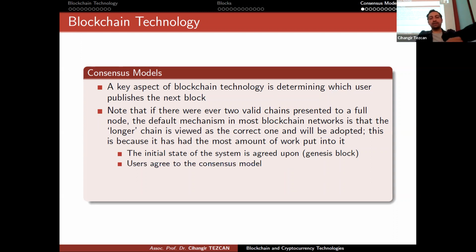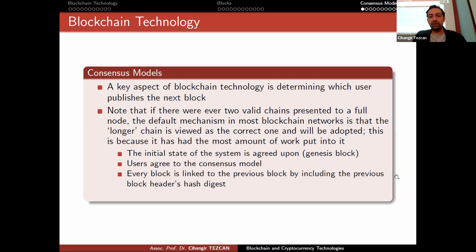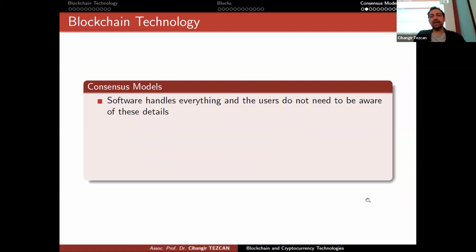Users agree to the consensus model. For instance, in Bitcoin, again, the model is determined by Satoshi. Every block is linked to the previous block by including the previous block header's hash digest. Users can verify every block independently. Anybody can verify it just by using the public keys of the people. Software handles everything, and users do not need to be aware of these details. So that is the good thing. You don't need to care if anything is wrong or correct.